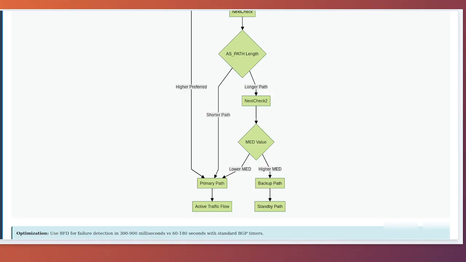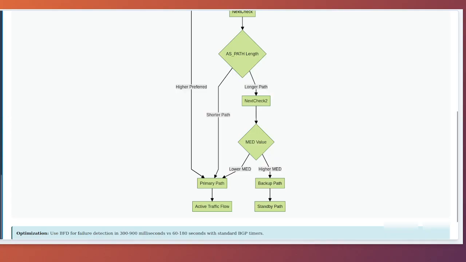The multi-exit discriminator attribute, commonly called MED, is used to influence inbound traffic from AWS when you advertise the same prefix to AWS through multiple locations. You can set different MED values. AWS will prefer the path with the lower MED value. This allows you to signal to AWS which entry point into your network is preferred for specific routes. For example, if you have Direct Connect connections in both New York and California, you might set lower MED values on the New York connection for your East Coast networks and lower MED values on the California connection for your West Coast networks, ensuring traffic enters your network at the geographically closest point.